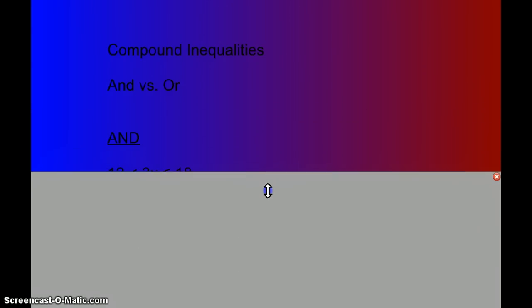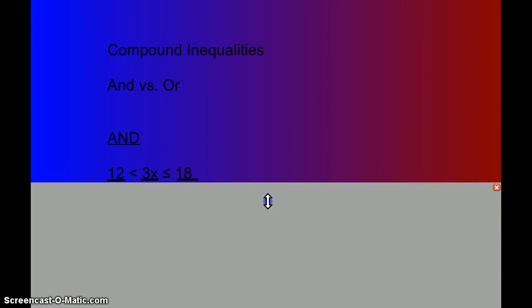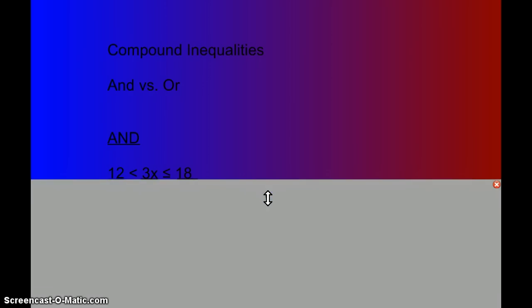So when we look at our and situation, oftentimes an and situation will be presented like this, where you have 12 is less than 3x is less than or equal to 18. And so we've taken two separate inequalities and written them as one mathematical statement. When we solve that, we do have to consider it like it's two separate inequalities. We solve the one on the left, where you get 12 is less than 3x, by dividing by 3. And then we look at 3x is less than or equal to 18, our inequality on the right, and we solve that by dividing both sides by 3.